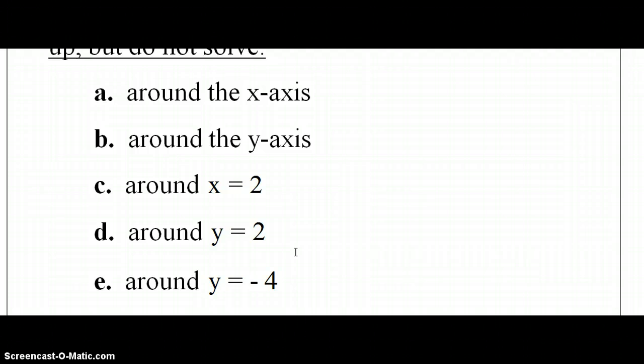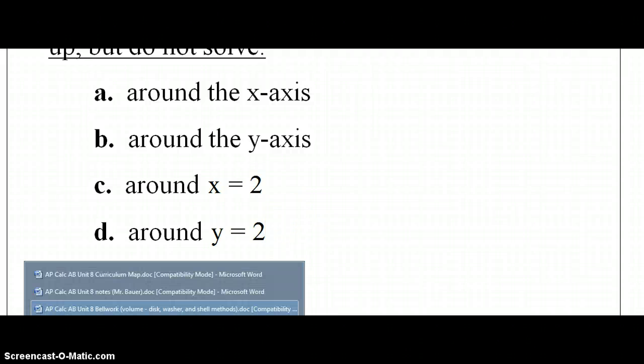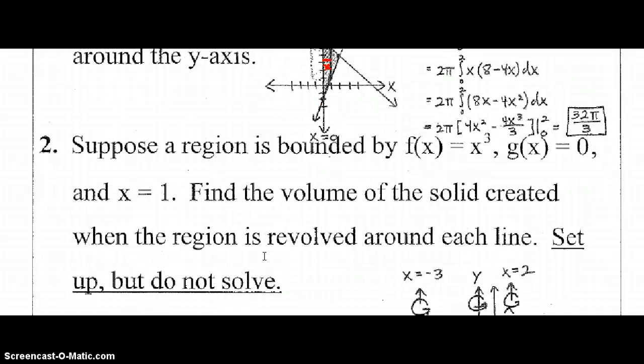A asks to revolve around the x-axis. Immediately, x-axis is horizontal, so we're thinking disk or washer. Part B says around the y-axis. Immediately, since it's a vertical line, we're thinking gotta use shell. Part C around x equals 2, another vertical line, so we're going to do shell once again. And then both D and E are horizontal lines, so it's either disk or washer. Our basis of whether disk or washer and how we determine our radius for the shell is going to be determined by our picture.